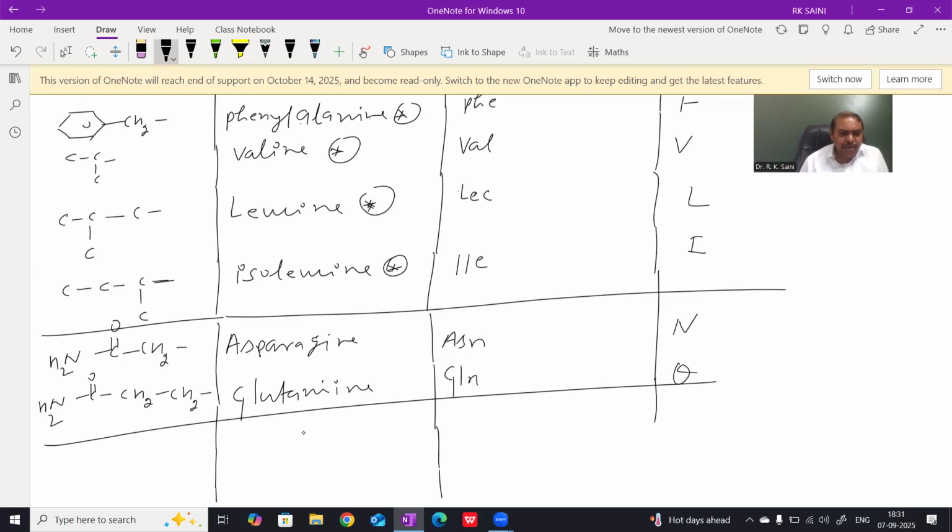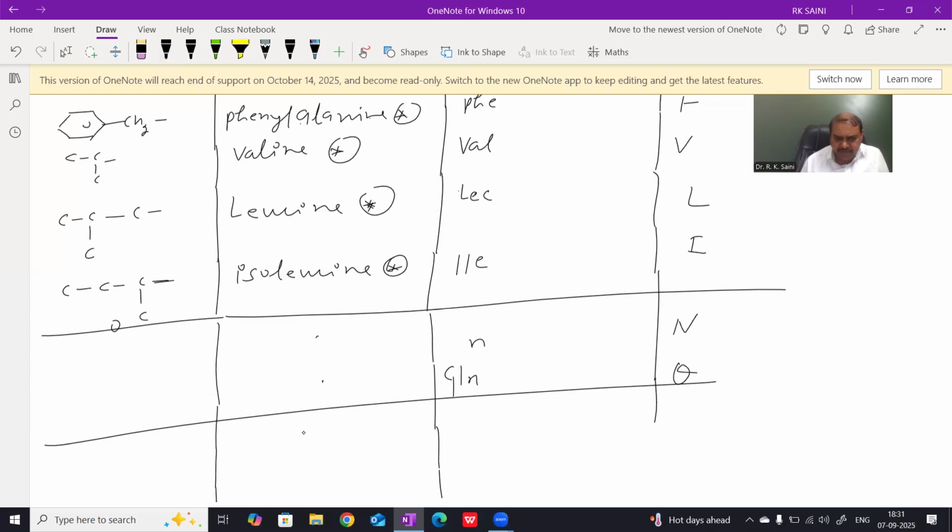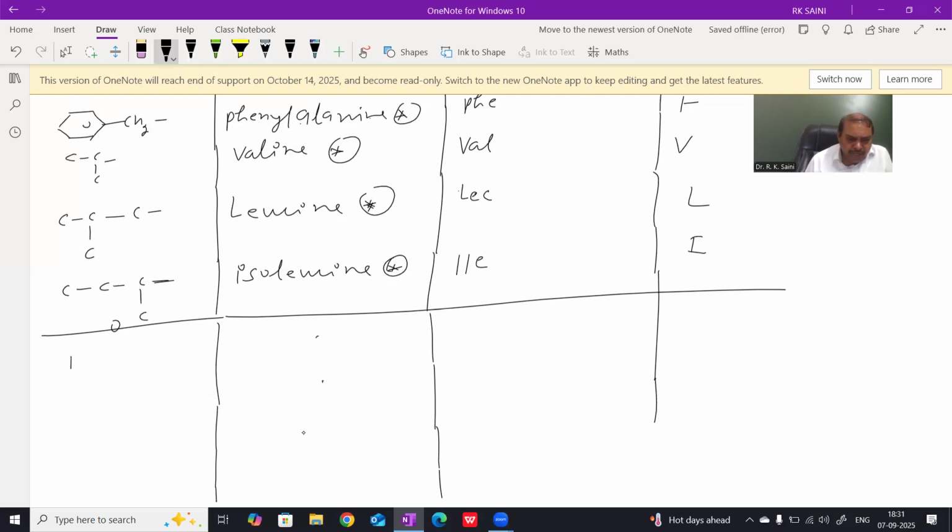Next, three amino acids which contain an alcoholic or phenolic group in their structure. For example, in serine, the free valency or G is CH2OH. This amino acid is known as serine. The three letter code is SER and the single letter code is S.